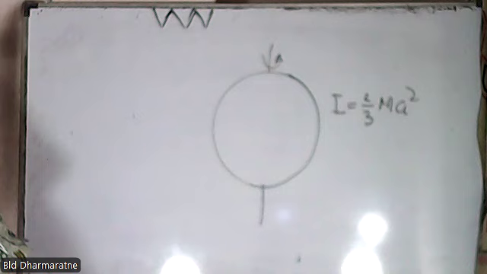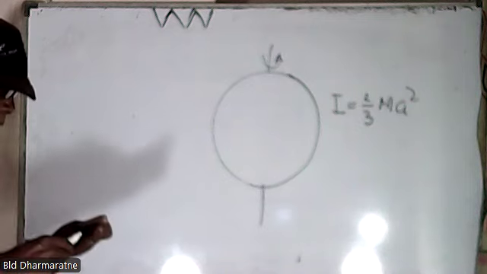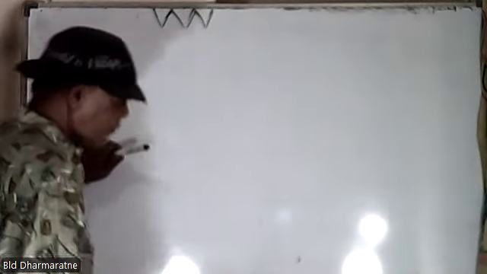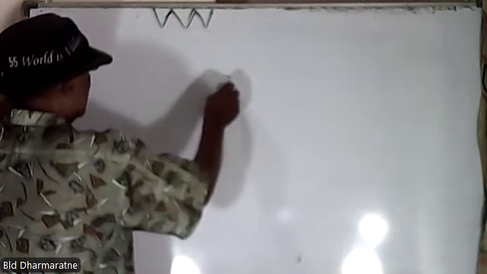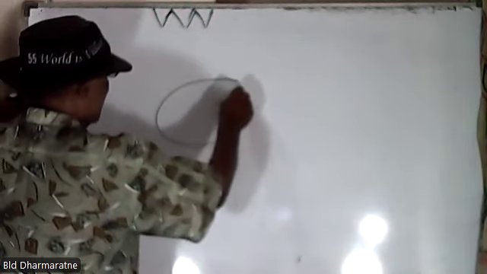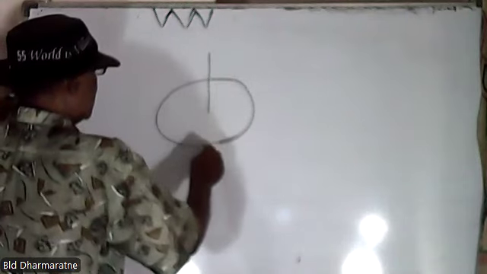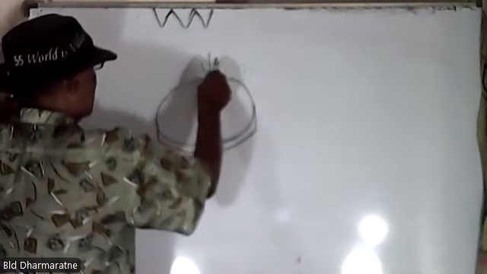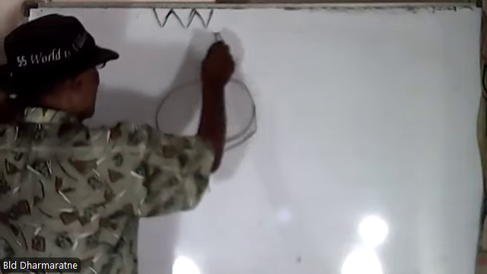The rotating body. What are rotating bodies? A body rotating about an axis always has a moment of inertia about that axis. For example, we take a disc like this, rotating with angular velocity omega, and the moment of inertia about this axis is I.